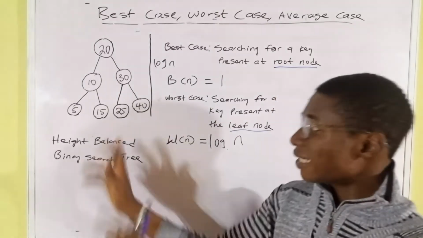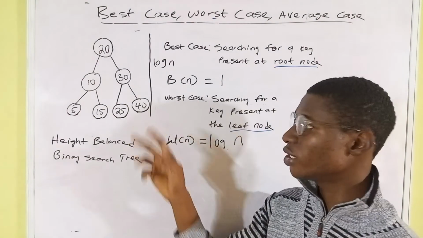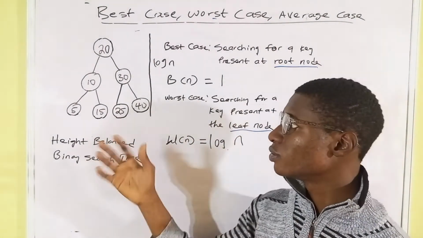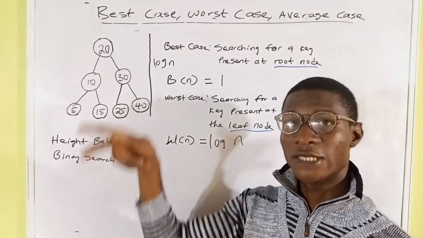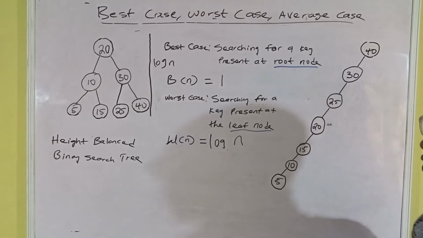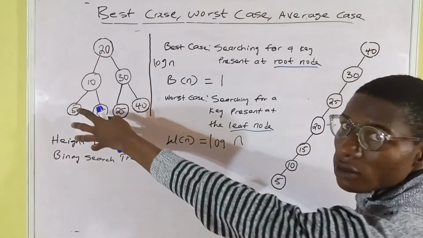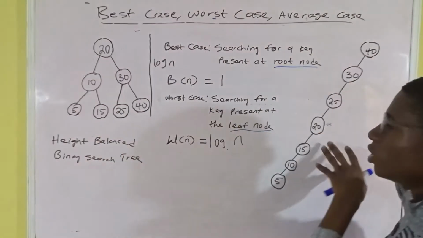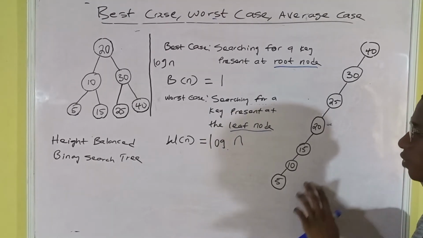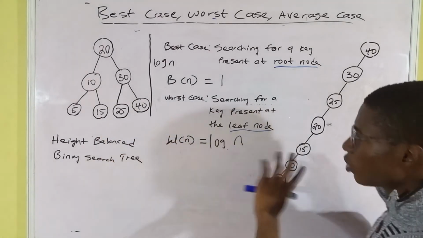Okay, so this is an example of a height-balanced binary search tree. So this tree is balanced in height, okay? So it's possible to have the same elements, but in a different structure. So let me give you an example. Okay, so now you can see that we have a different structure, right? But the keys that we have here are also the keys that we have here, okay? 40, 30, 25, 20, 15, 10, 5. These are the same keys that we have here, okay, but the structure is different.